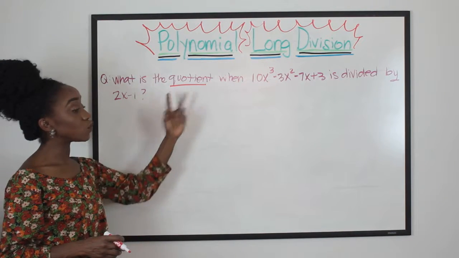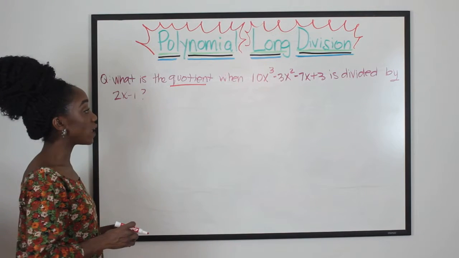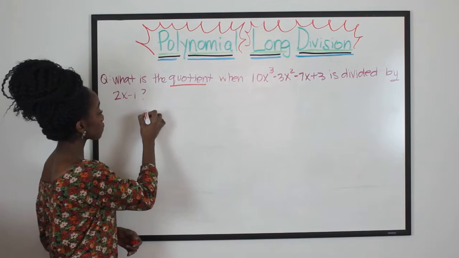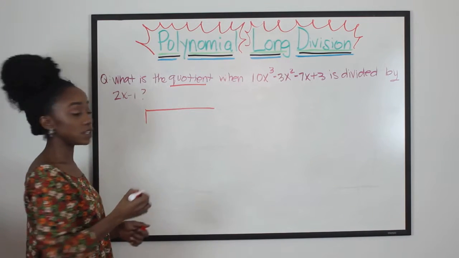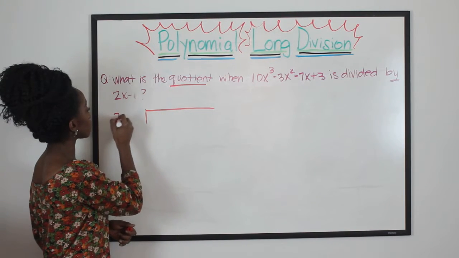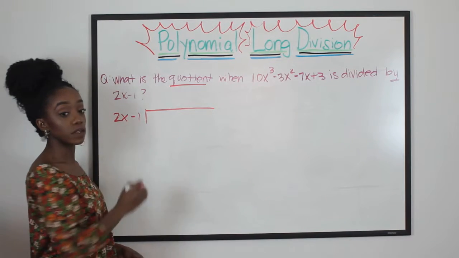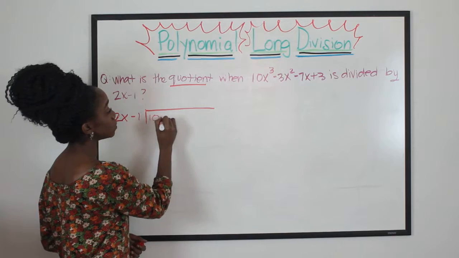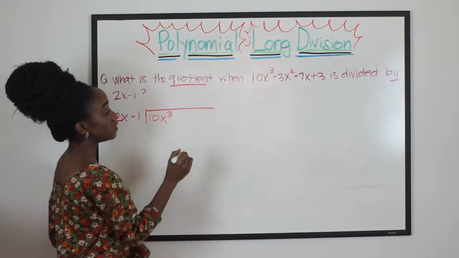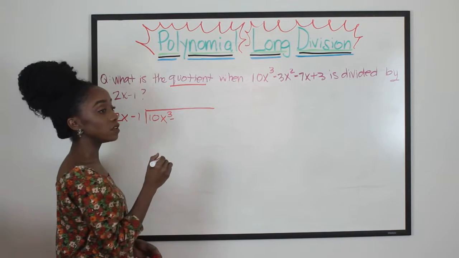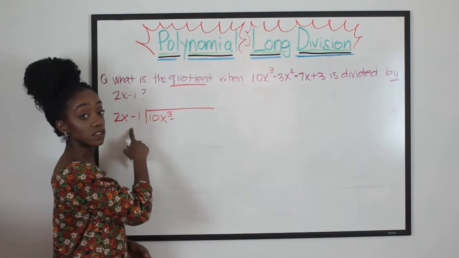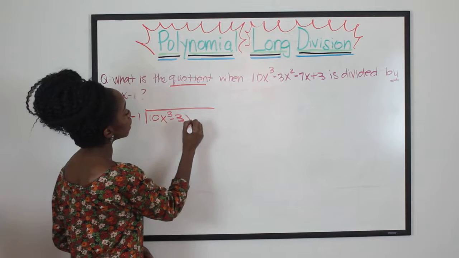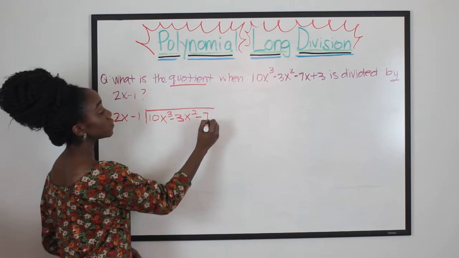So you're looking for a quotient. What happens when you divide it? We're going to do long division, so I'm going to set up my division, and I'm going to put the 2x minus 1 over there, and I'm going to put the long polynomial. This is what we call the dividend, and this is the divisor. This is the divisor, this is the dividend.